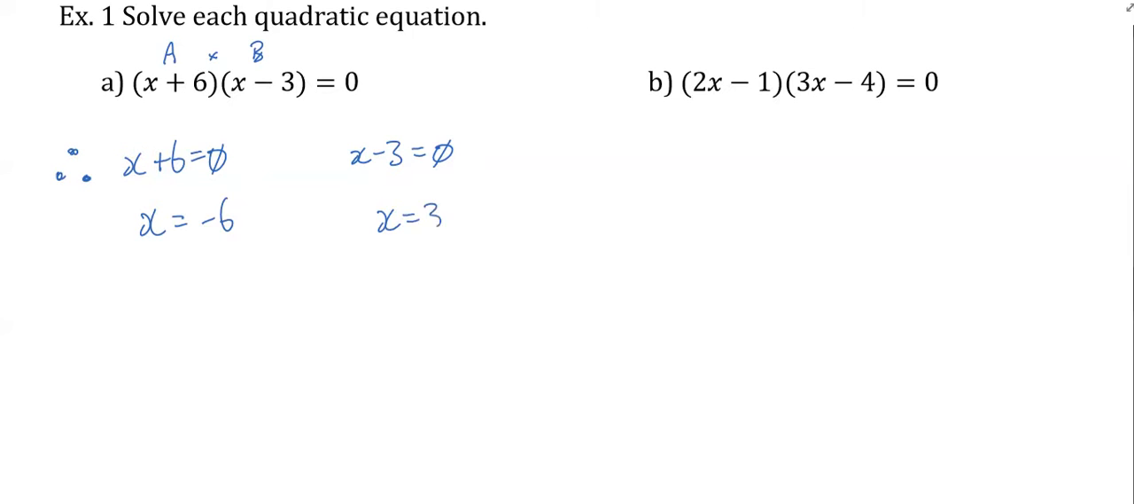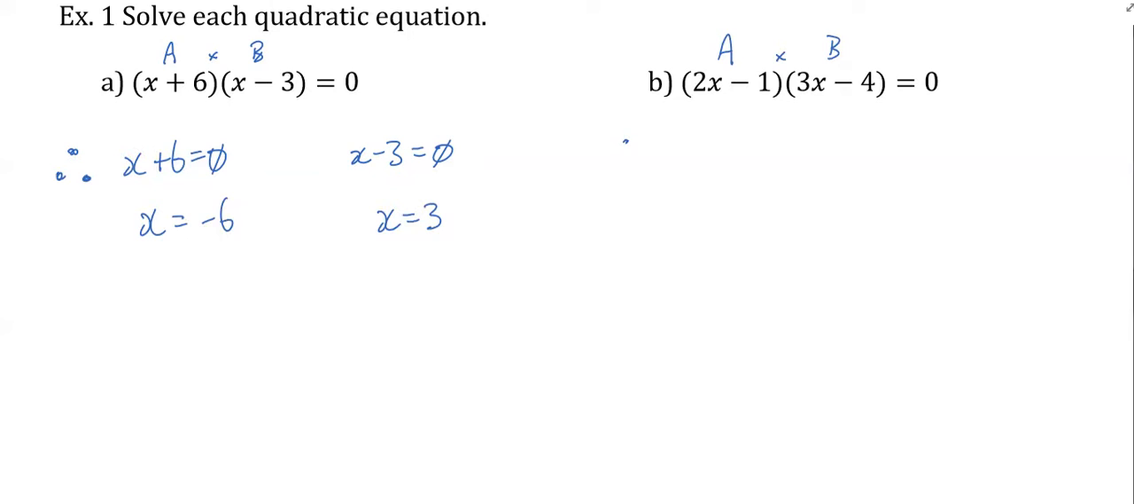Any questions so far? Too slow, too easy? How are we feeling about this? Let's try the next one. Here's my A. Here's my B. Either A has to be 0 or B has to be 0 for the whole product to be 0. Therefore, I can conclude 2x minus 1 equals 0, or 3x minus 4 equals 0.